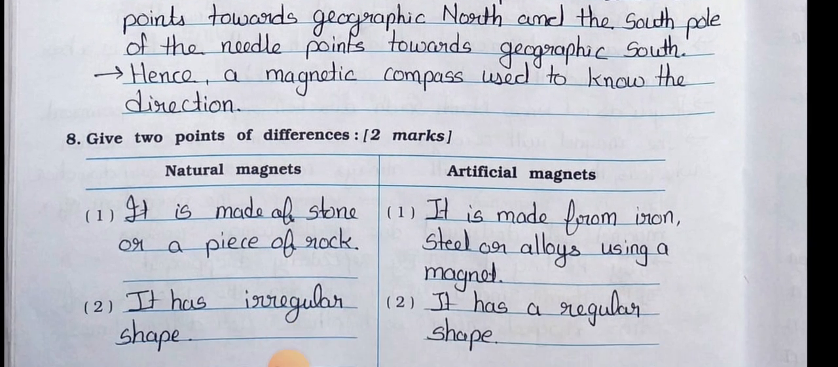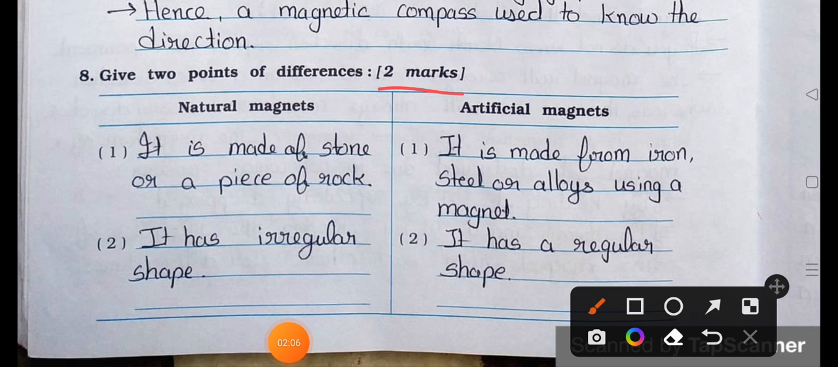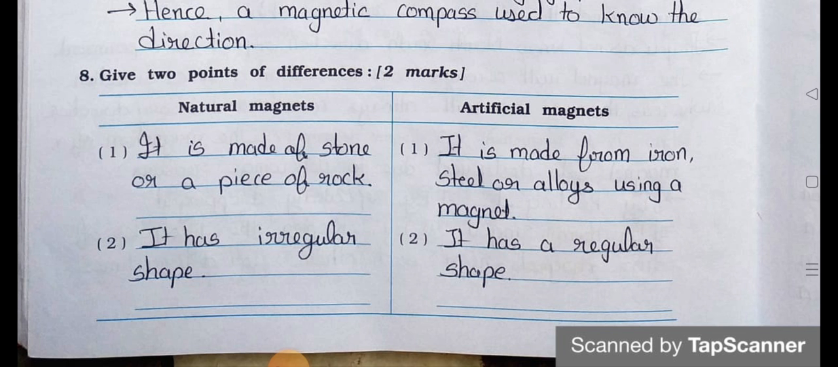See question 8. Give 2 points of difference, 2 marks each. Difference between natural magnet and artificial magnet. Point 1: a natural magnet is made up of stone or a piece of rock, and in an artificial magnet, it is made from iron, steel or alloys using a magnet. Point 2: a natural magnet has an irregular shape, and here it has a regular shape. Now we will see the next page.